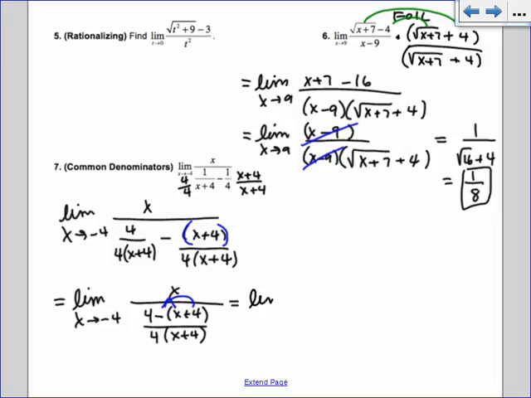So now what we have is the limit as x goes to negative 4. And we have x, and I'm going to write divided by, like the little obelisk sign, divided by. The top becomes 4 minus x minus 4, and the bottom is 4 times x plus 4, which you can write as 4x plus 16, or you can leave factored. It doesn't matter.